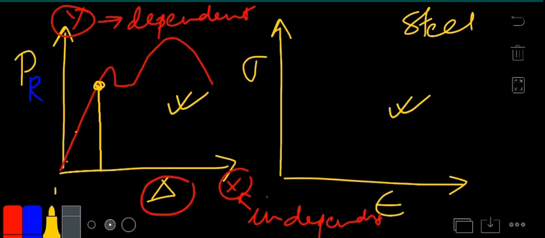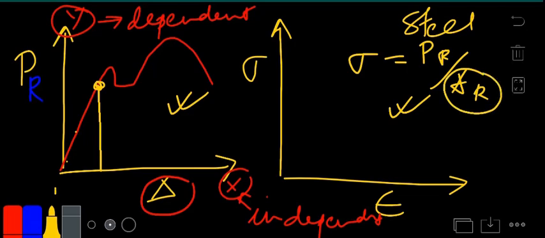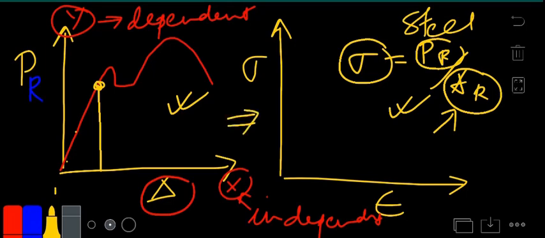Now you have to understand that load and deformation can be different for bodies of different shape, but the stress and strain will be the same for a certain material. How is that? Because the stress is nothing but PR by AR. So if the shape changes, the AR will change. Whether the PR is the same or not, it doesn't matter. So when the shape is changing, the AR will be changing, and hence we might say that stress and strain are more fundamental in nature. That's why we require this particular graph.